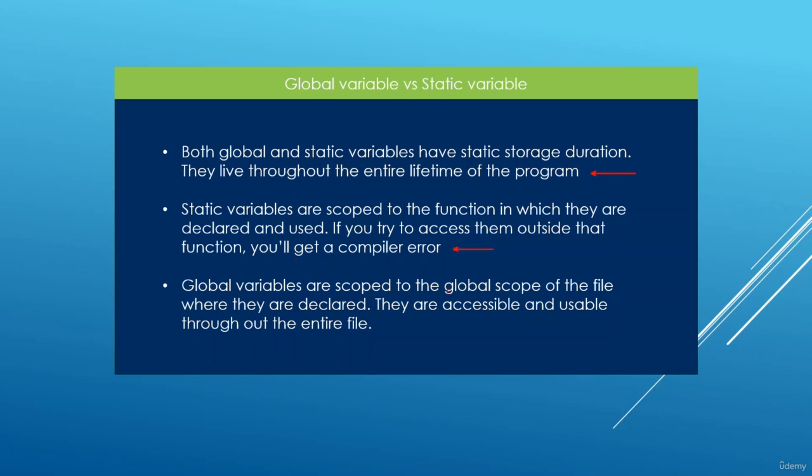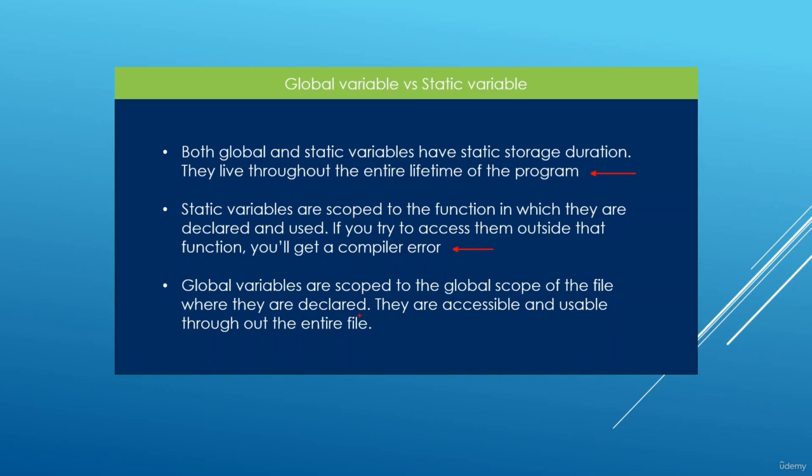Global variables are scoped to the global scope of the file where they are declared, so they're going to be available throughout the entire file, and any function in the file can have access to that variable provided the function comes after the declaration of the global variable.